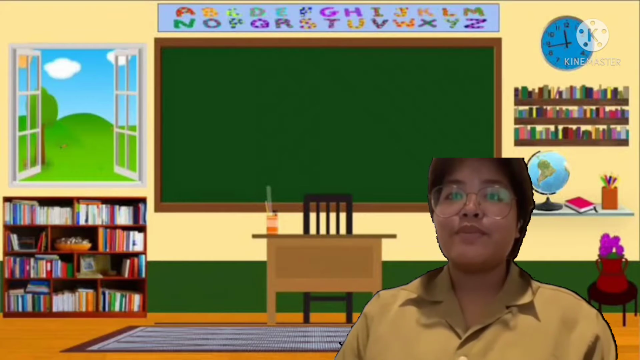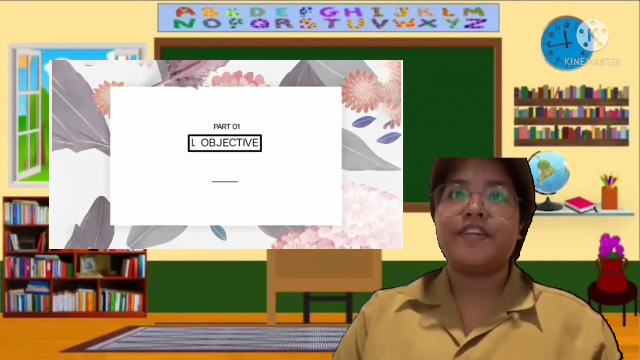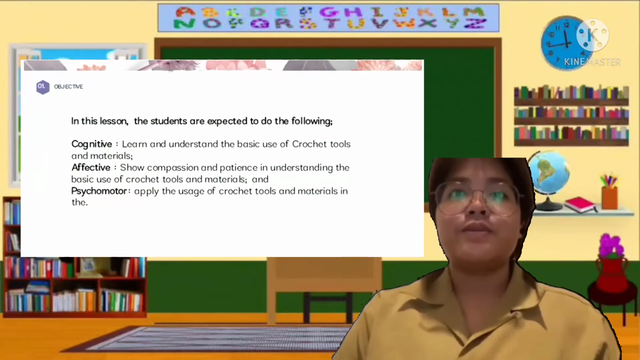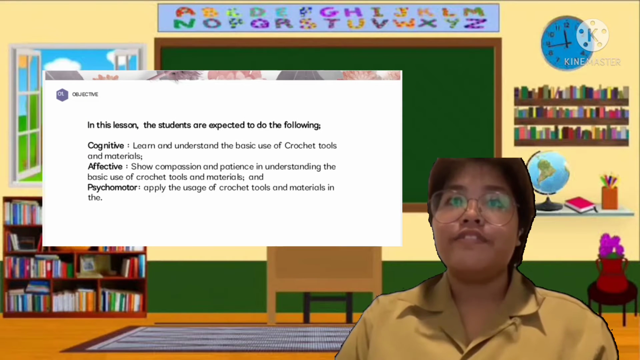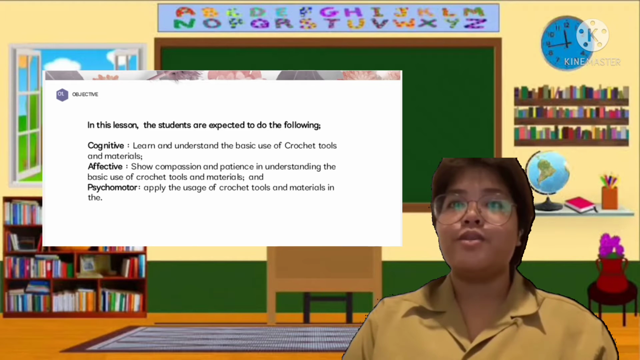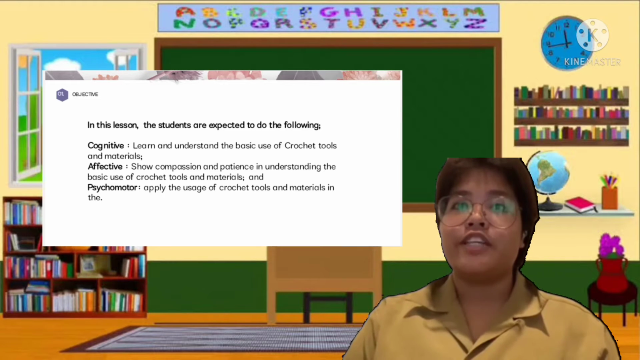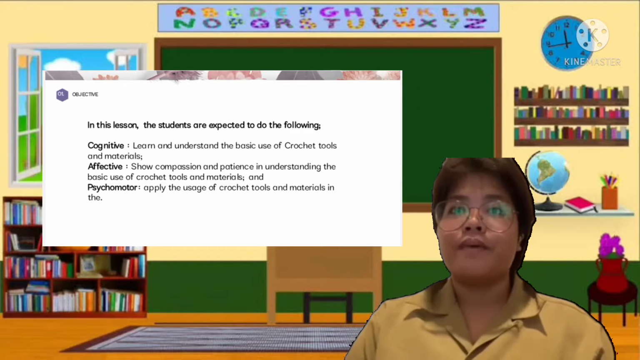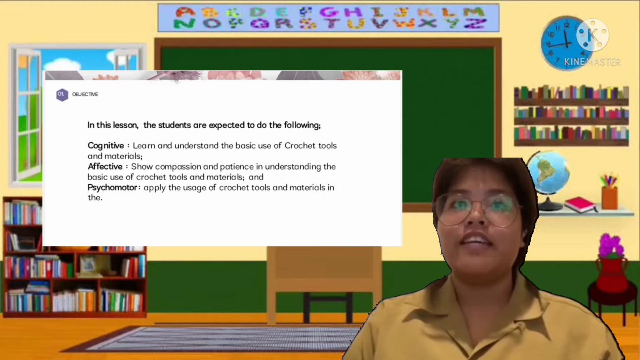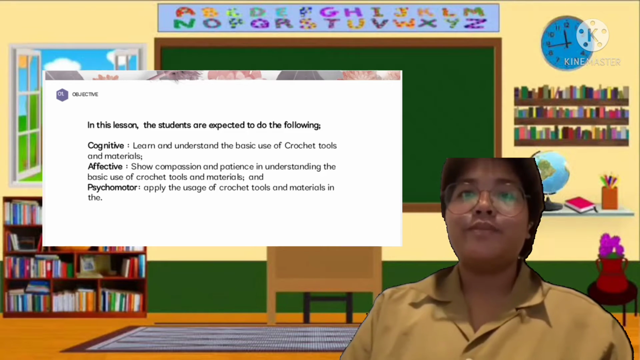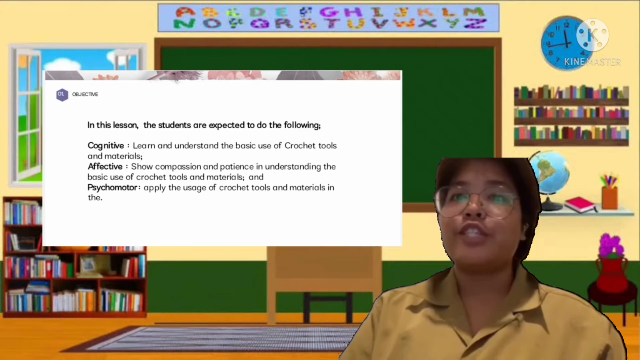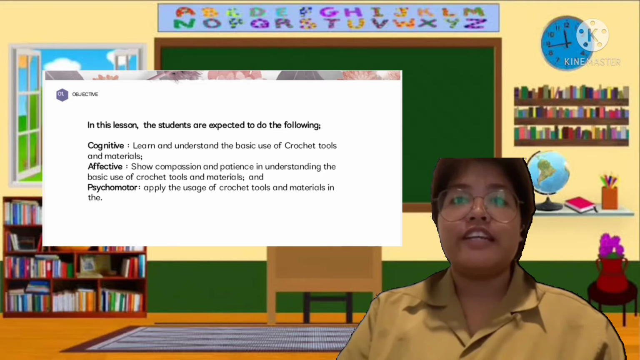First, we will be talking about the objective. In this lesson, the students are expected to do the following: the cognitive, learn and understand the basic use of crochet tools and materials and their function. Affective, show compassion and patience in understanding the basic use of crochet tools and materials. The psychomotor, apply the usage of crochet tools and materials during the activity.